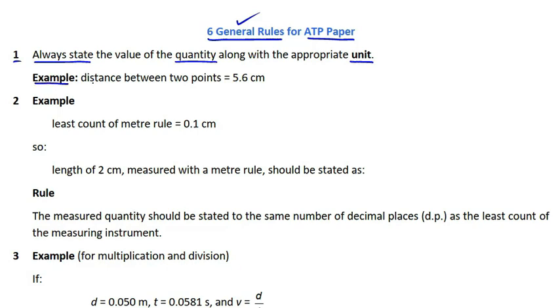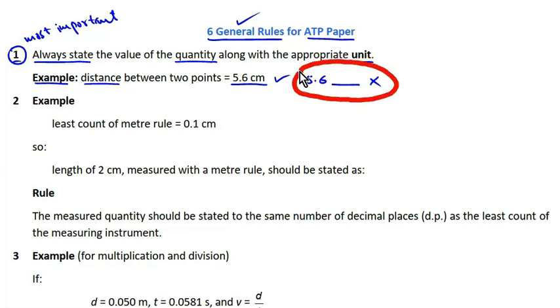For example, students, the distance between 2 points should be stated as 5.6 centimeters, not as just 5.6 with no unit. Students, of all the rules that you will learn in this crash course, this rule is perhaps the easiest and also the most important rule because you can lose about 2 or 3 marks in your ATP paper if you don't state the unit after the value of a measured or calculated quantity.